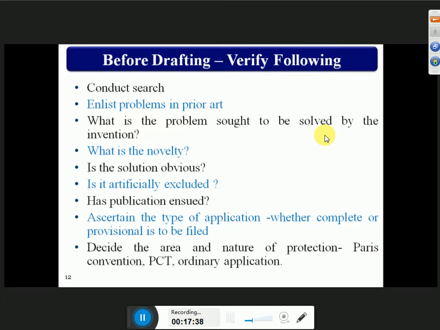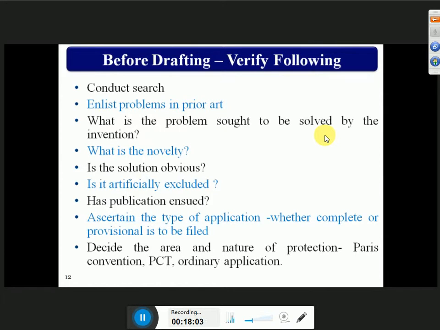So this is the problem that needs to be solved by the invention. What is the novelty? Novelty is the pen that can write can also read. Is the solution obvious? Do you find that it is obvious? Is it artificially excluded? Basically, is there any publication that gives the idea of this kind of invention?